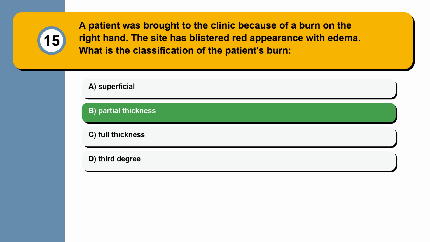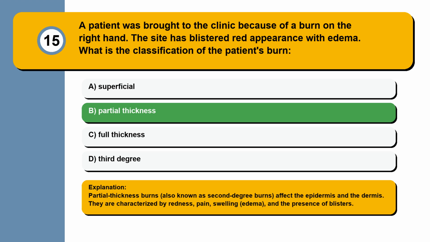Partial thickness. Explanation. Partial thickness burns, also known as second-degree burns, affect the epidermis and the dermis. They are characterized by redness, pain, swelling, edema, and the presence of blisters.